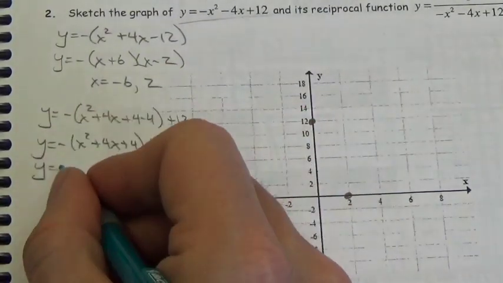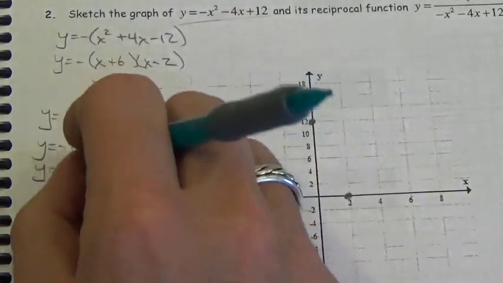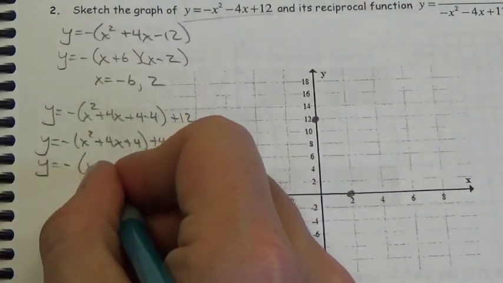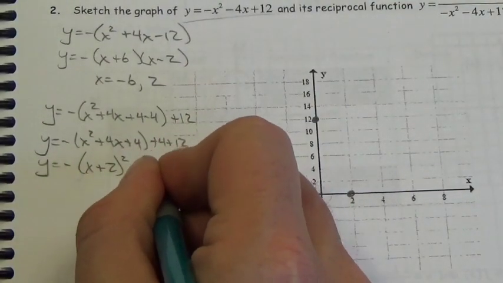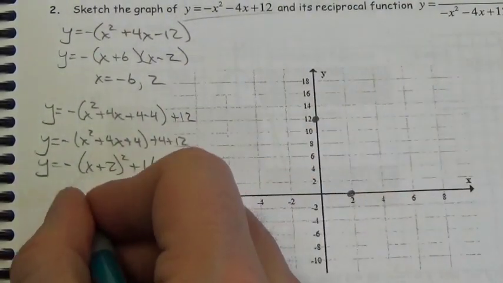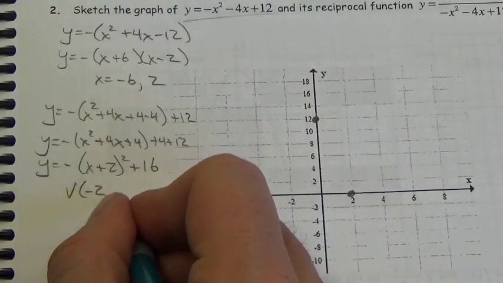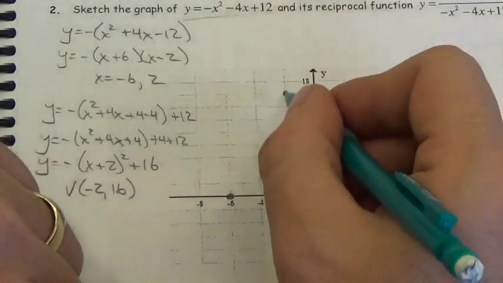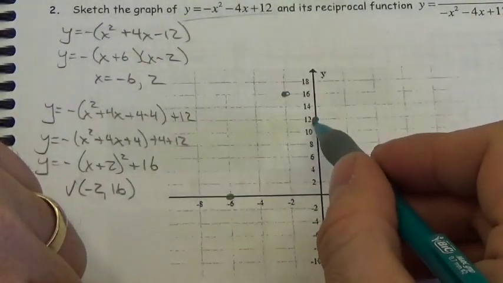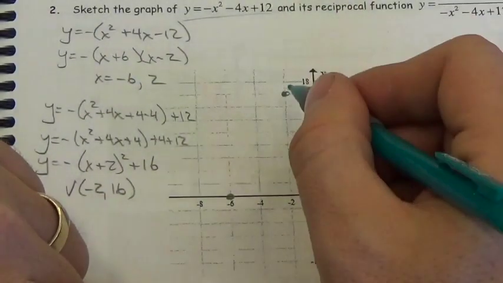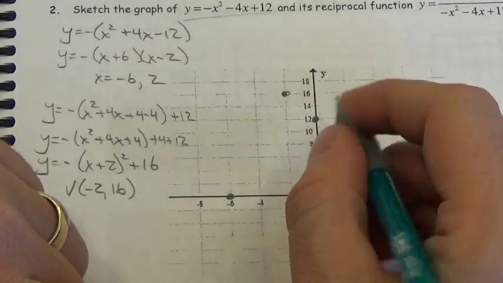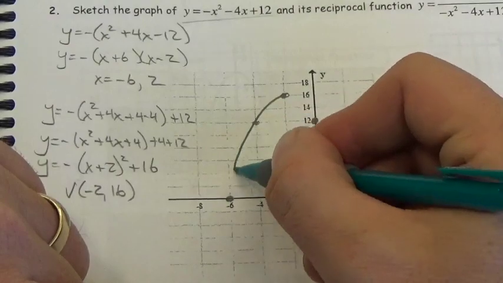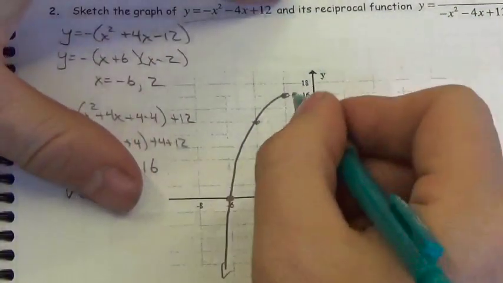And then that's going to factor down to negative x plus 2 squared plus 16. So my vertex is going to be the point negative 2 comma 16. So negative 2 comma 16 right there. I've got the y-intercept. I've got the two x-intercepts. So this thing is going to be symmetric, so it's going to go right through there. So it's going to go down.